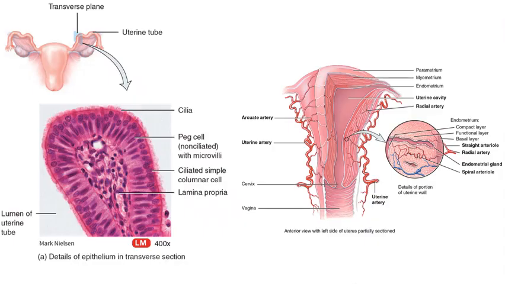Branches of the internal iliac artery supply the uterus, because everything needs blood supply, right? Especially something like this. They're known as uterine arteries, and they give off branches called arcuate arteries. These are arranged in circular fashion in the myometrium, and they branch into radial arteries that penetrate deeply into the myometrium. Just before the branches enter the endometrium, they divide into two kinds of arterioles: straight arterioles, which supply the basal layer with the materials needed to regenerate, and spiral arterioles, which supply the compact and functional layers.